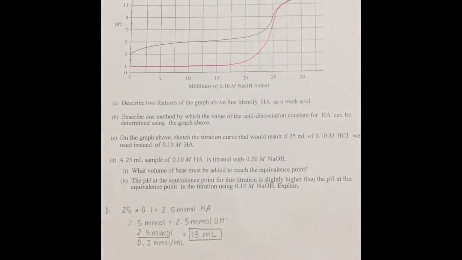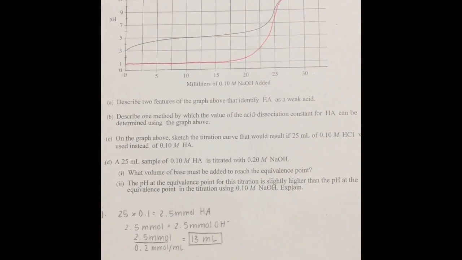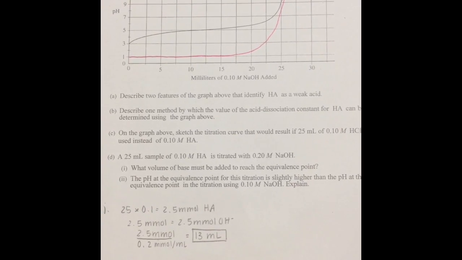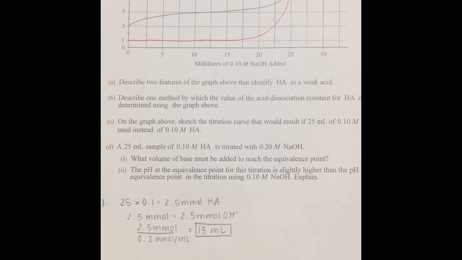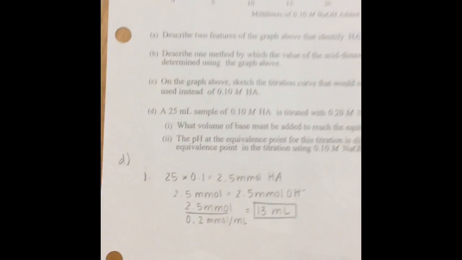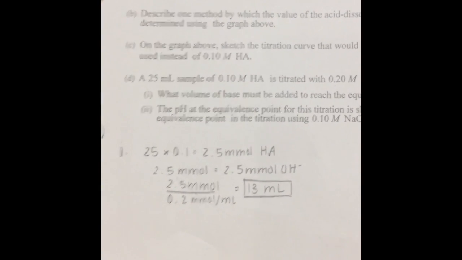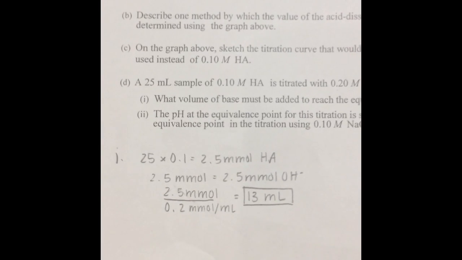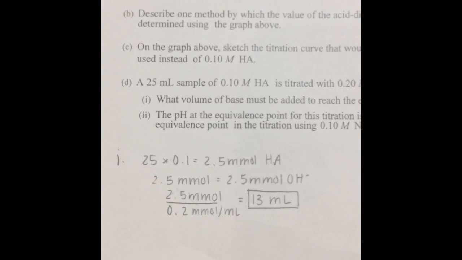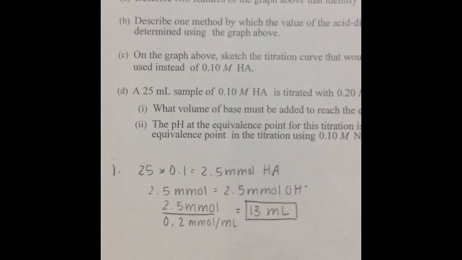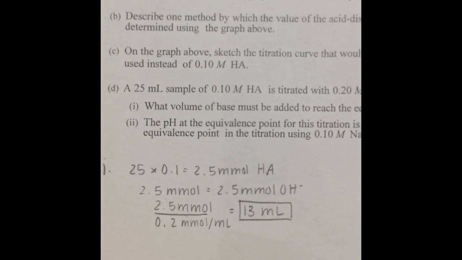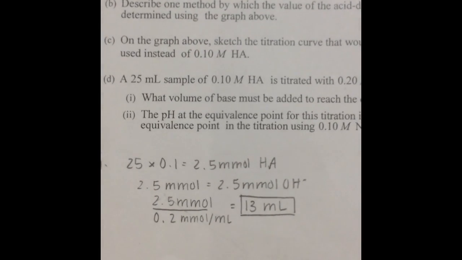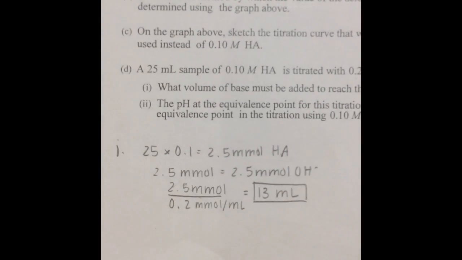A 25 milliliter sample of 0.1 molarity HA is titrated with 0.20 molarity NaOH. What volume of base must be added to reach the equivalence point? So what I did to solve for this is I took 25 milliliters times the molarity of HA, which was 0.1, to find the millimoles, and I got 2.5 millimoles of HA. Since HA is equal to OH, 2.5 millimoles of HA is equal to 2.5 millimoles of OH minus.